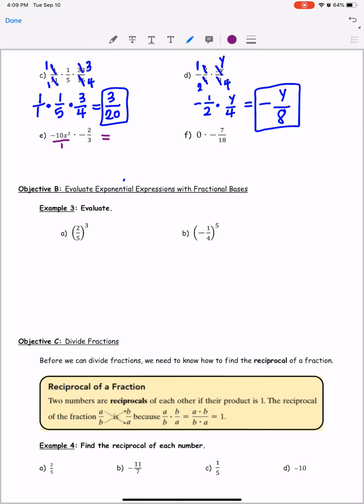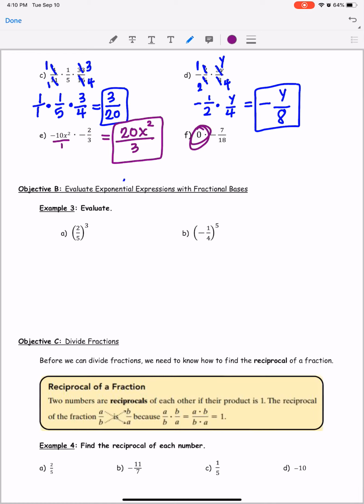So you got 10x squared times 2. So that gives me 20x squared. And then on the bottom, you got 3 times 1. So that's 3. And again, this one's positive because you got negative times negative. And then F is the easiest one yet. 0 times anything is 0, whether it's a fraction, decimal, or whatever the case may be.